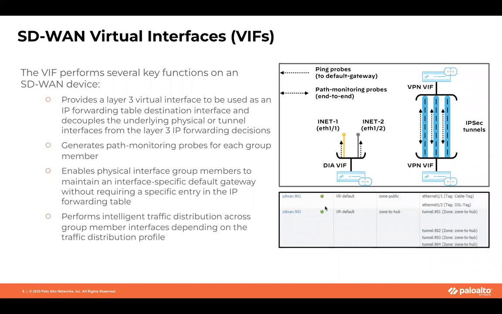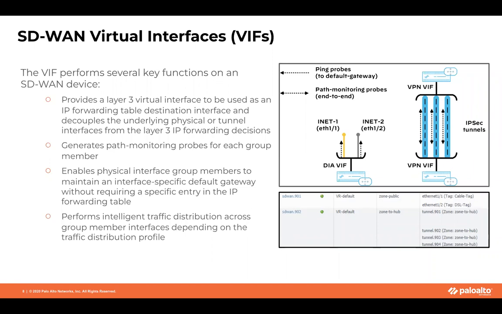And I have a small example here for one of my sites. We basically have SD-WAN 901, which by default is always going to be your virtual interface going out to the internet. And then SD-WAN 902, in this case, this is my interface with all the available tunnels that's connecting to the hub device in this case, and you can tell it by zone to hub, which we'll also talk about a little bit later.